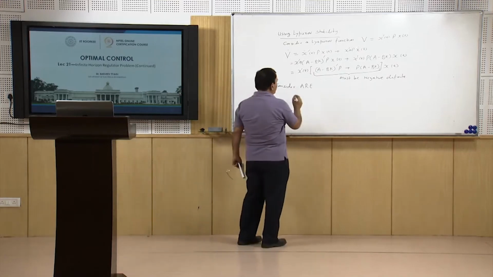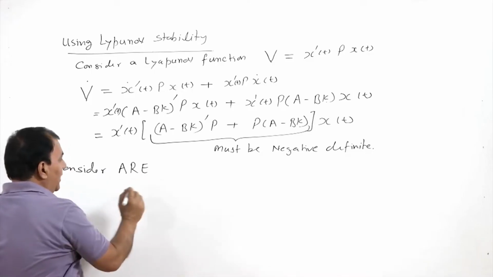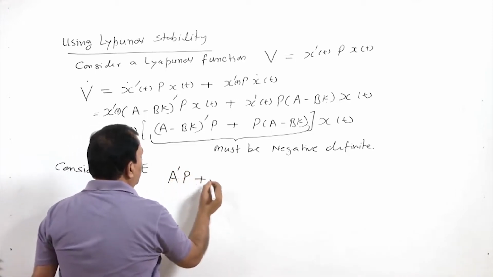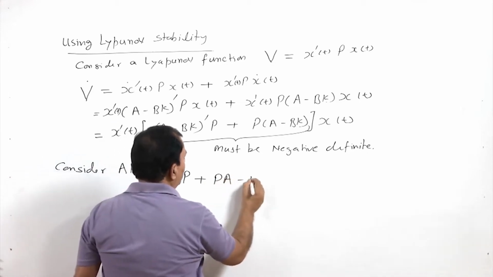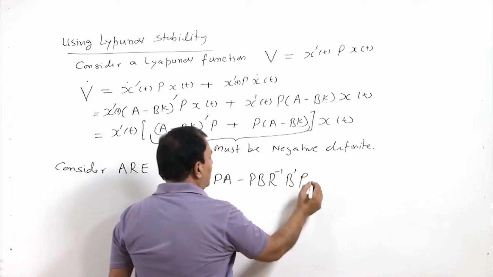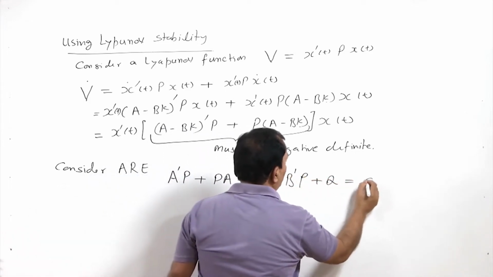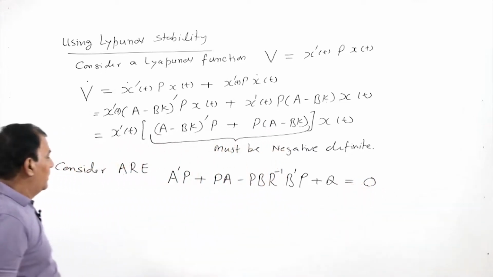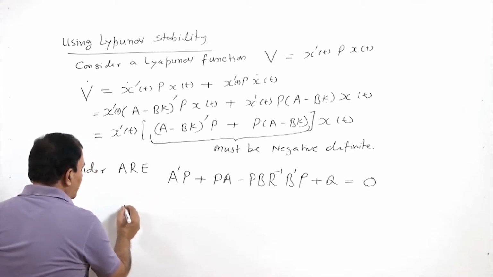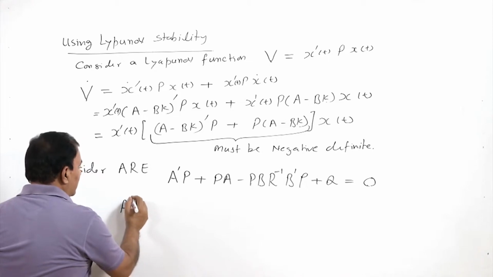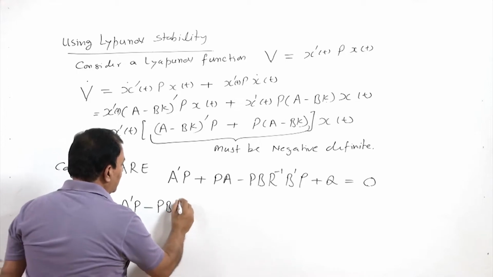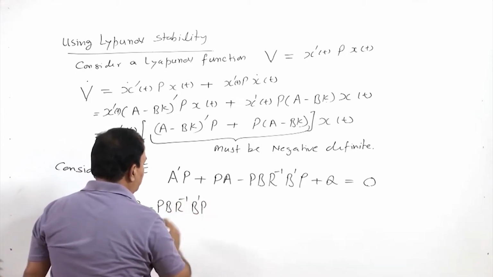To prove this, let us consider the algebraic Riccati equation as A transpose P plus P A minus P B R inverse B prime P plus Q equal to 0. So, what we are doing is taking A prime P minus P B R inverse B prime P.